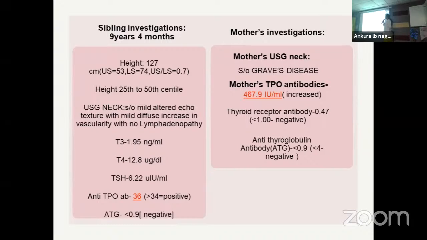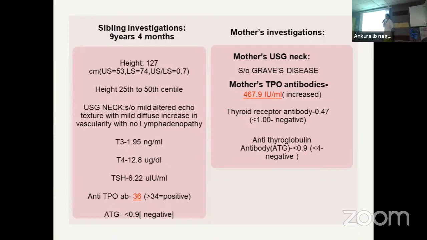We went back and investigated the elder sibling also, who is 9.5 years of age, where the USG neck showed altered echotexture with mild increase in vascularity, and the antibodies were mildly elevated. So we are following up that elder sibling also. Later, the mother was a known case of hypothyroidism, and she is on Thyronorm. When mother's ultrasound was done, it was suggestive of Graves' disease, and even mother's antibodies were positive. So it is a case of familial autoimmune hypothyroidism, running in the family.